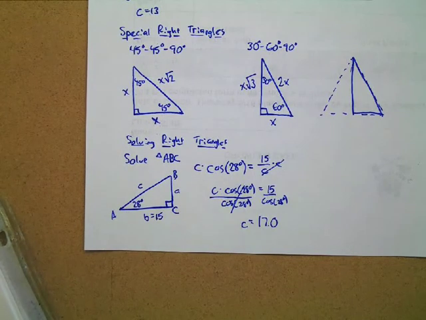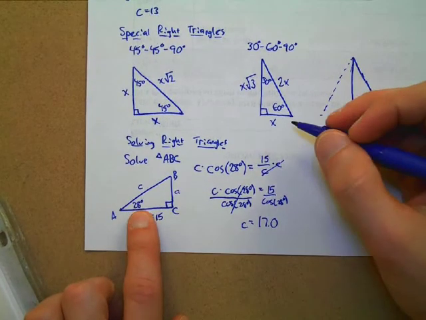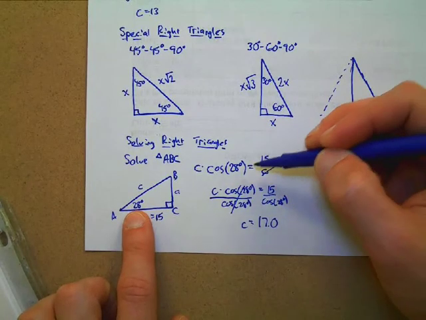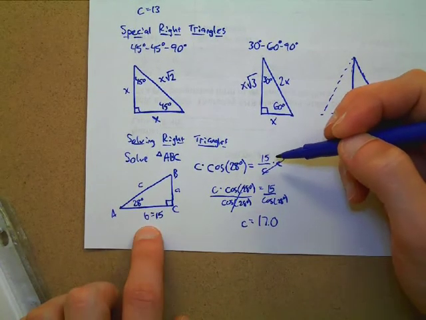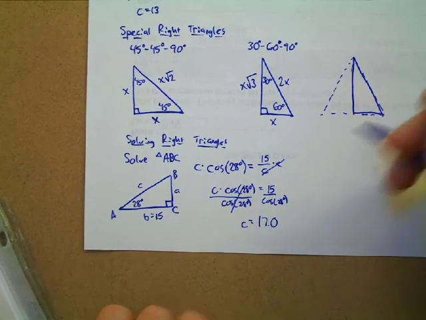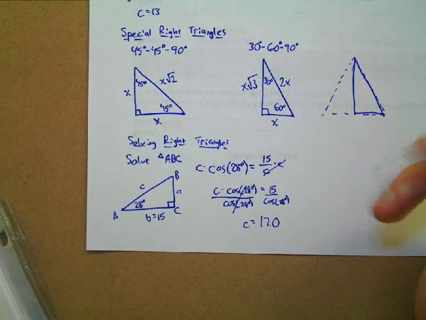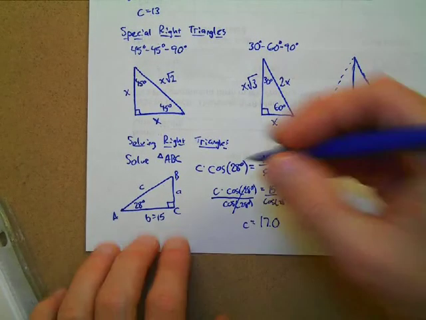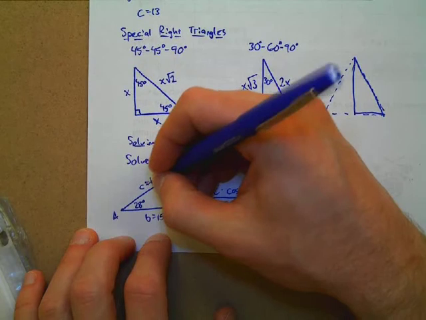28 degrees, the angle. You do cosine of your angle equals the adjacent leg, 15, over the hypotenuse, unknown C. Okay, that was given to us. The 28 degrees was given to us in the picture. Okay, so C is about 17.